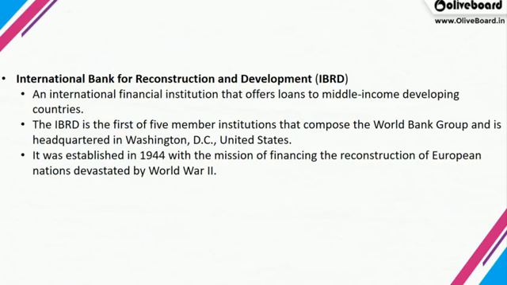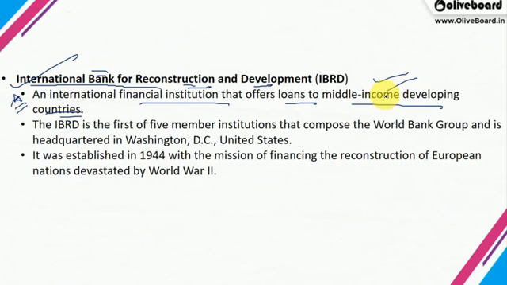So now let's take one institution at a time. Number one is the International Bank for Reconstruction and Development. Obviously it's a bank, so it provides loans. An international financial institution that offers loans to middle income developing countries. This is the crux. Middle income developing countries is the key point, or creditworthy poor countries. Middle income developing countries or creditworthy, which can repay the loan easily.